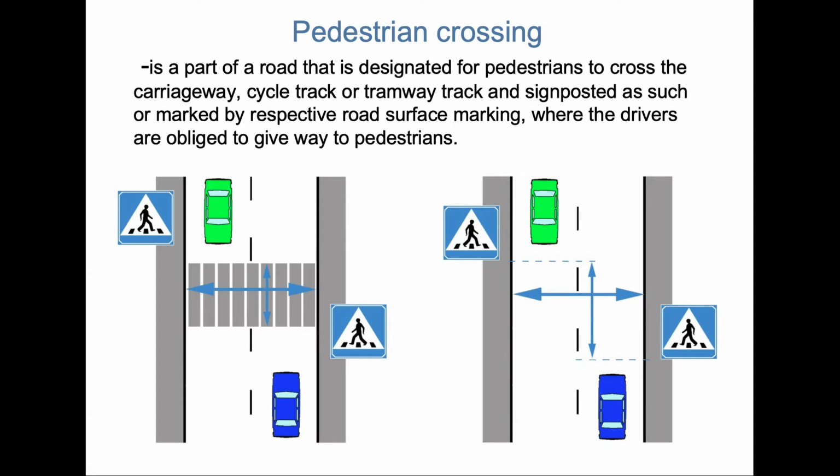A pedestrian crossing is a part of a road that's designed for pedestrians to cross the carriageway, yeah? So it can be signposted. Also, sometimes it has road markings like a zebra. Sometimes, like you see in the second picture, we don't have a zebra, only signs. But anyway, it's a pedestrian crosswalk, so we have to give way to the pedestrians anyway. Okay?